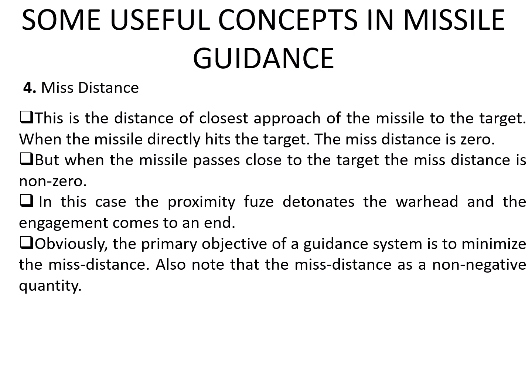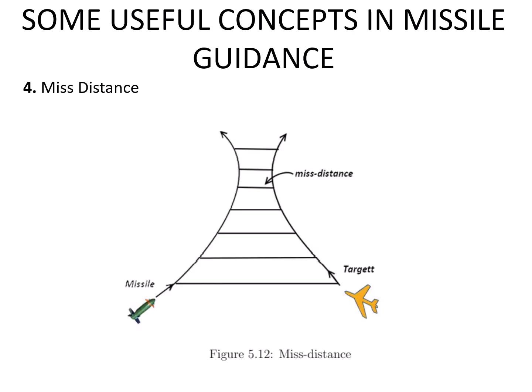So when your proximity fuse detonates, it explodes the warhead and the target can be destroyed. Like here, the missile and target: when both are at the minimum proximity, that will be your miss distance. After that, the distance between your missile and your target will keep on increasing.